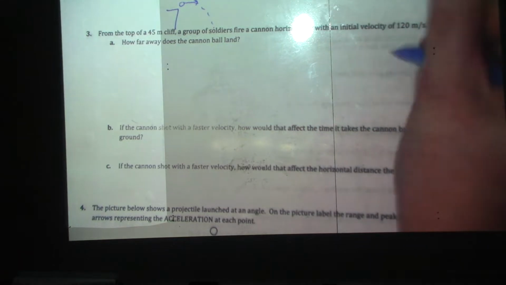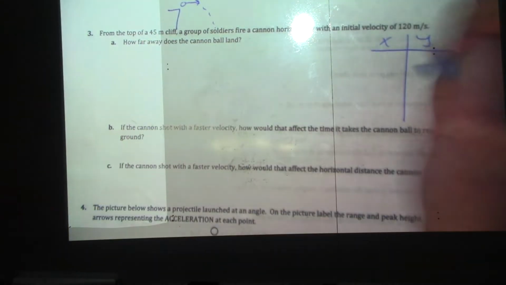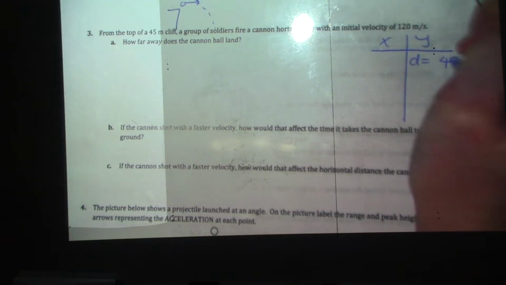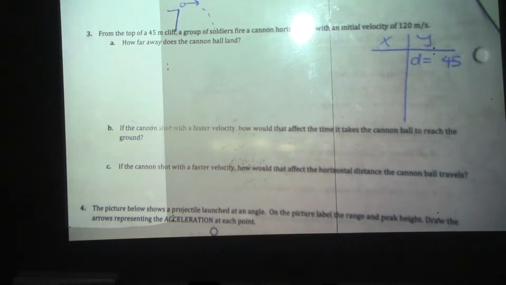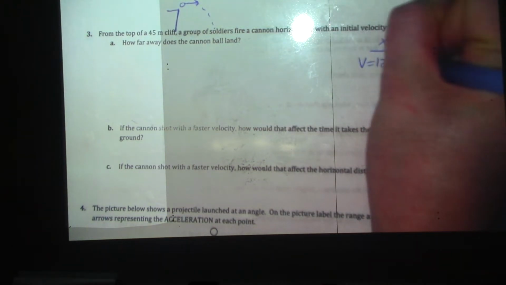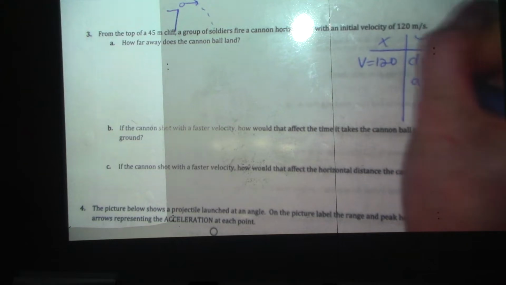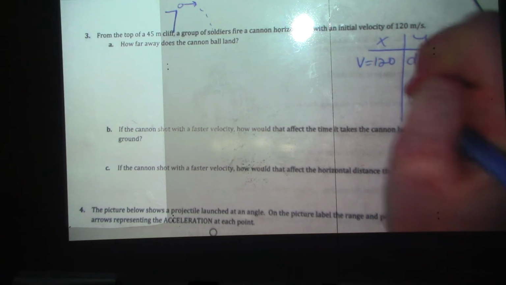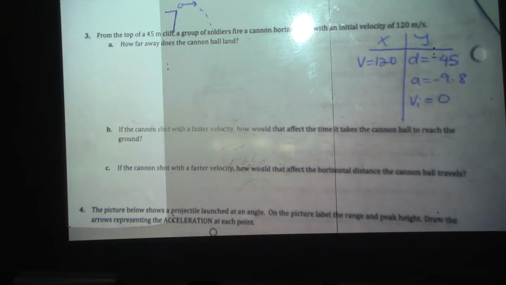So that means when I make my chart, obviously I have how high this cliff is. So that's going to be 45 meters. Because it is going down 45 meters in the y direction, I'm going to make that a negative. This is a horizontal velocity, so an x velocity of 120. I can always put my acceleration, and because this is a horizontal projectile, I am starting at the top. I know my y velocity is 0. That's at the beginning, because the top is at the beginning here, so that should be VI, not VF.